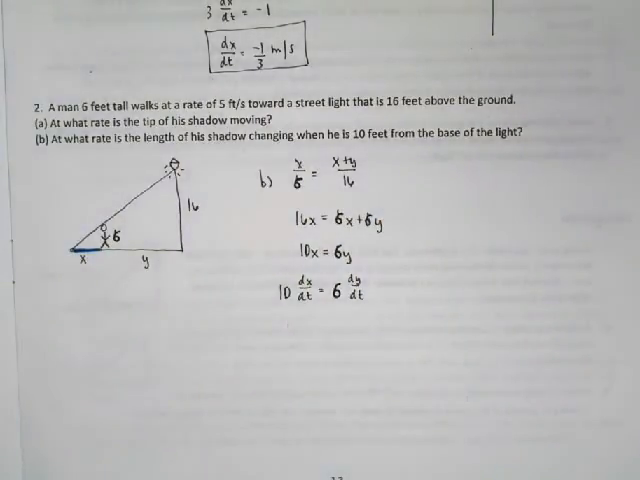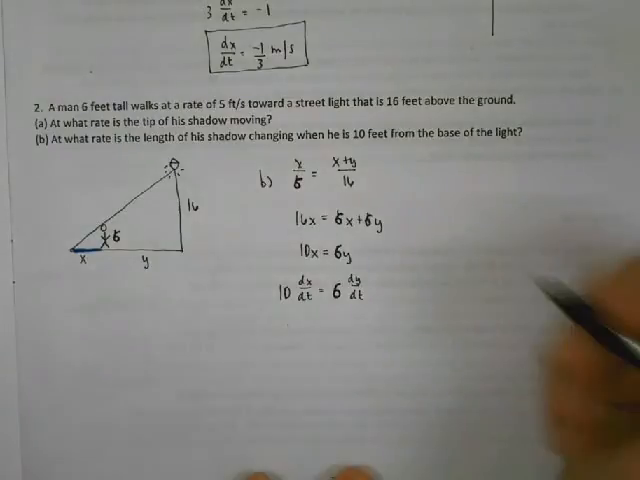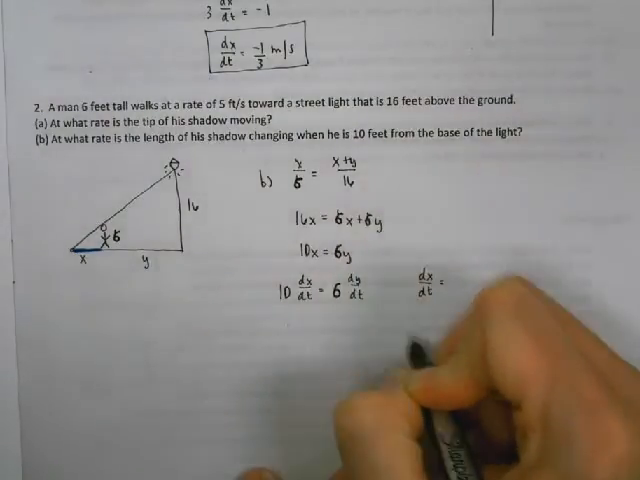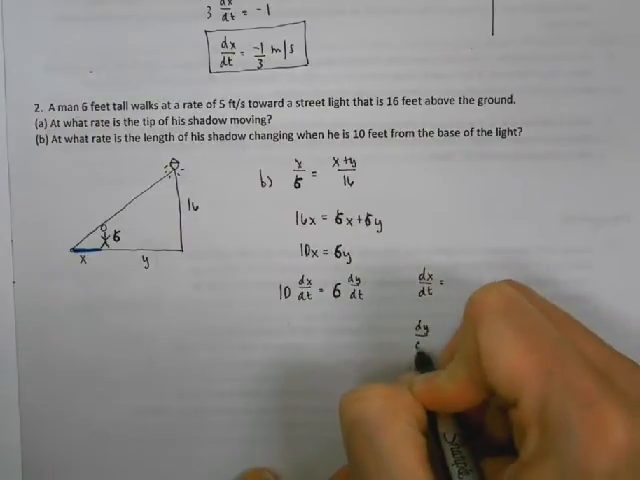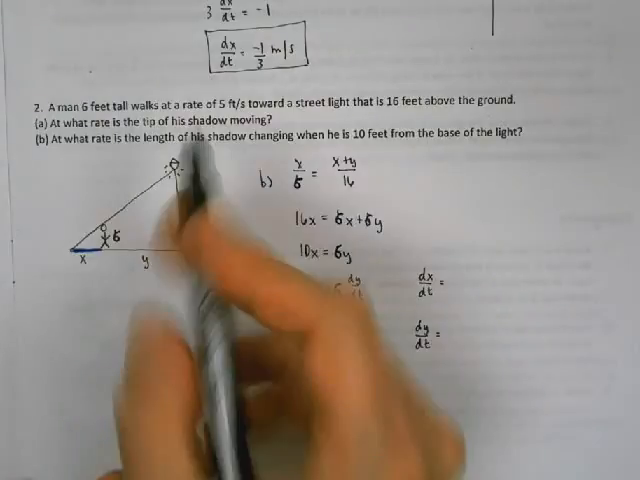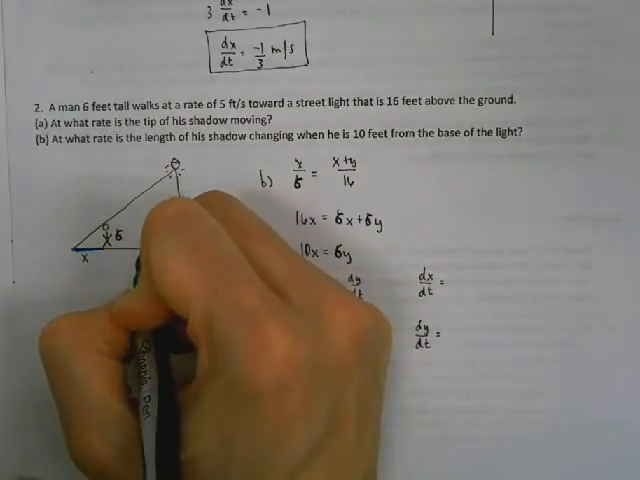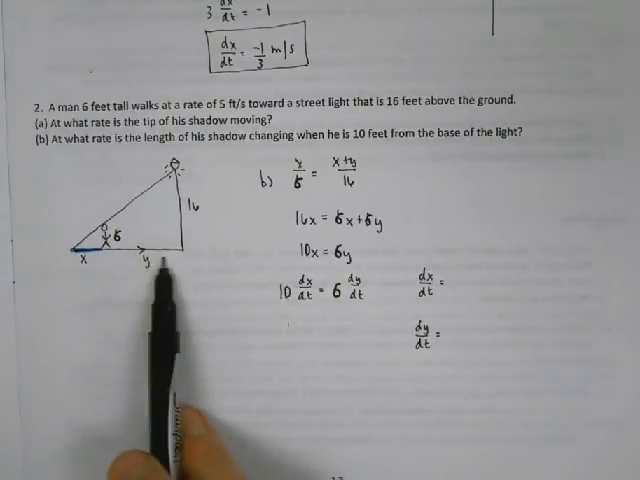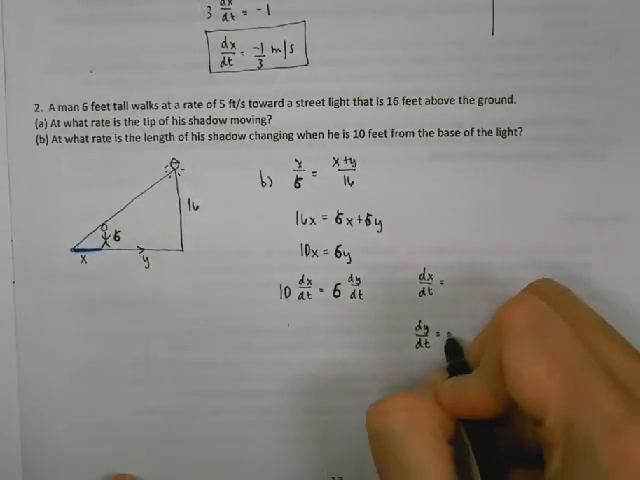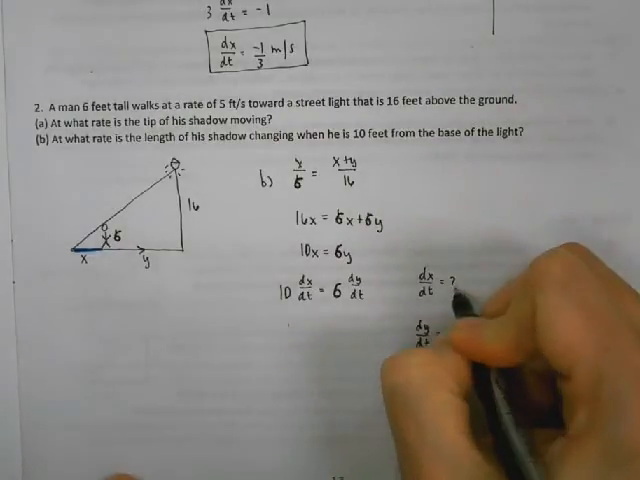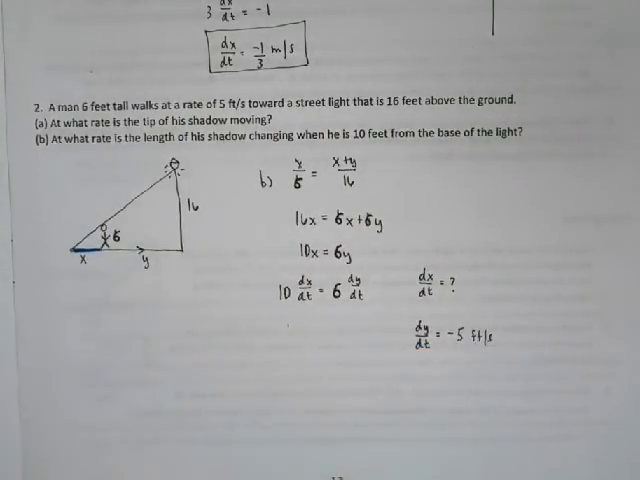Okay, sorry about that. So now, again, we look at what we know and what we're trying to find out. So I need dx/dt or dy/dt. So I know, again, this man is walking towards the lamppost at a rate of 5 feet per second. Since this distance is decreasing, I know that rate is a negative 5 feet per second, and I'm trying to find out about the rate of change of the shadow.